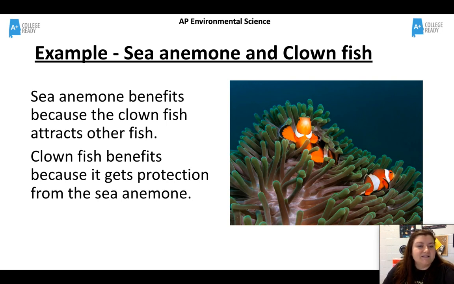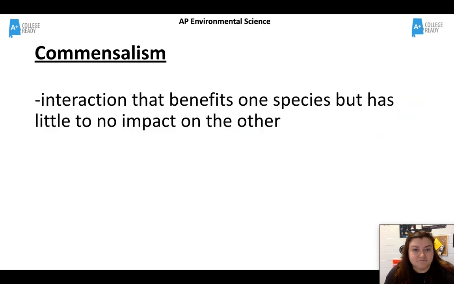But the example is the sea anemone and the clownfish, because the sea anemone is good because the clownfish attracts other fish to come nearby. And the clownfish benefits because it gets protection from the sea anemone, like predators aren't going to come mess with the clownfish because it's hiding in the sea anemone's little tentacles.